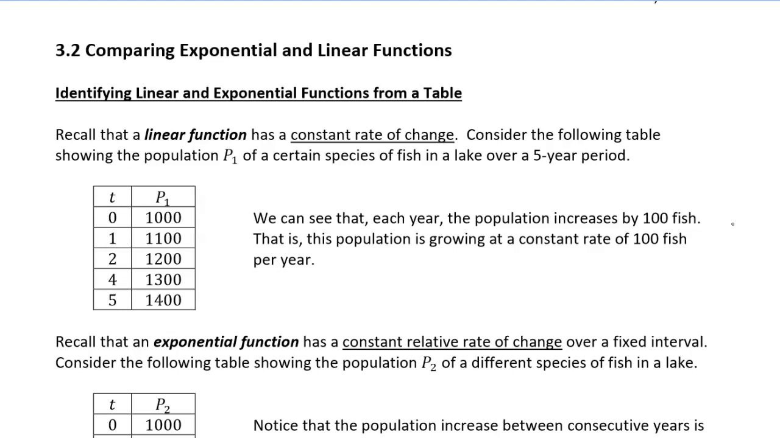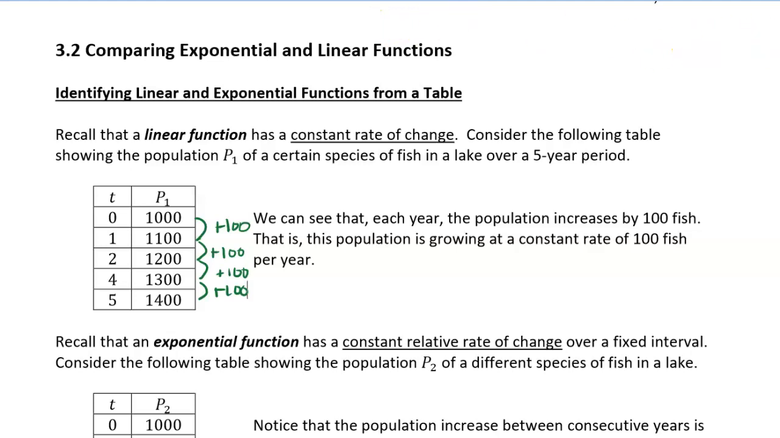In this lead-in discussion, we're talking about a population of fish over a 5-year period. If initially there's 1,000 fish, you can look at this table and tell that it's linear because the population of fish goes up by 100 fish every year, right? You go from year 0 to 1, you add 100, you add 100, you add 100 every year, and so on. So it has a constant rate of change.